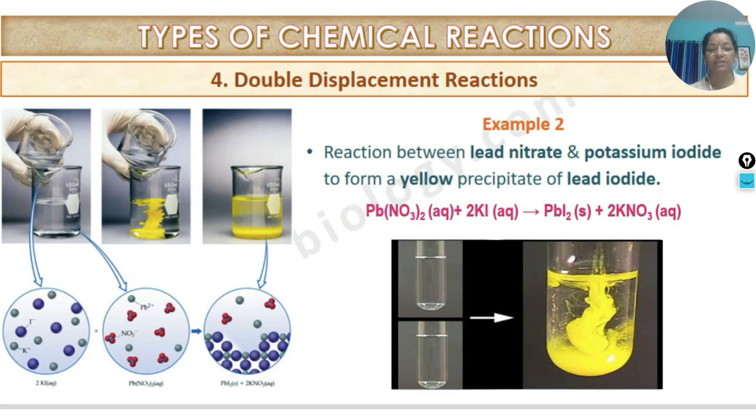Another example of a double displacement reaction, which is also a precipitation reaction, is where we mix lead nitrate, a colorless solution, and potassium iodide, another colorless solution. Once you mix them, we get a yellow color due to the formation of the precipitate lead iodide. Lead iodide is solid, it is written as solid here. That means it is insoluble in water and forms as a precipitate. So this is also an example of a precipitation reaction or a double displacement reaction.